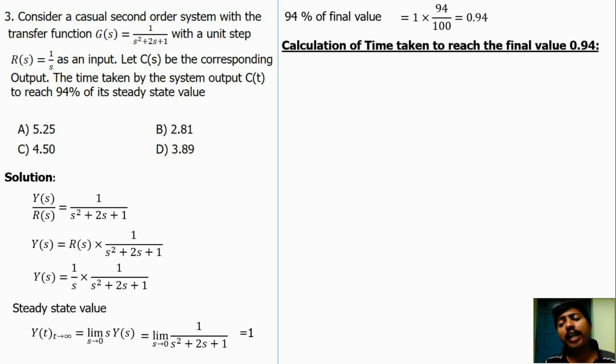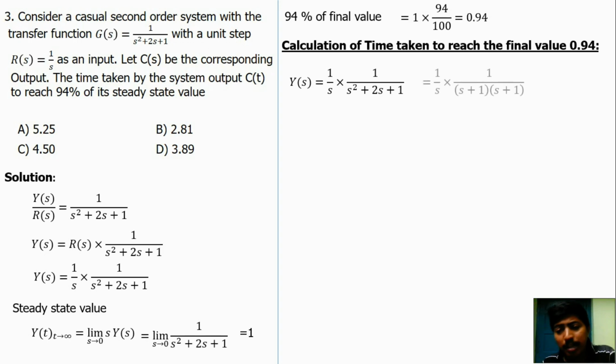Now we have to find the time taken to reach the final value. For that we have to find y of t. We know the y of s value. From that we can find y of t by applying the inverse Laplace. To apply the inverse Laplace, simplify this equation, and we get 1 by s into (s plus 1) into (s plus 1). So take partial fractions.